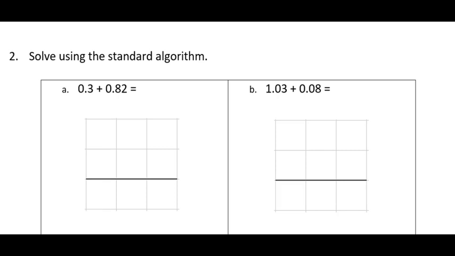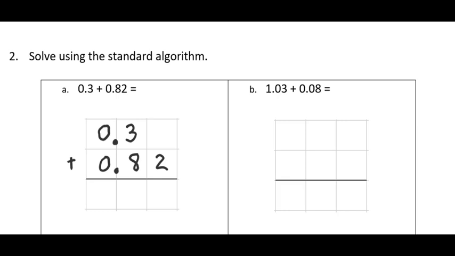So for question A, I have 0 and 3/10 plus 0 and 82/100. So I'm going to look carefully at my numbers because I want to write them in the template so that I can stack the tenths on top of the tenths. So I'm going to put 0 and 3/10 on top, and then 0 and 82/100 down below.